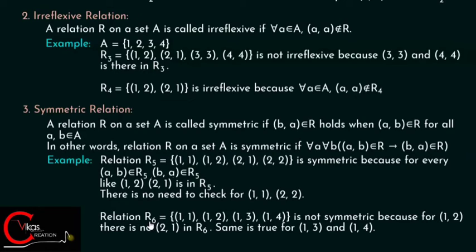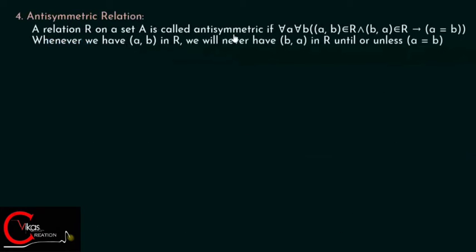Now let's discuss the fourth type of relation, that is the antisymmetric relation. A relation R on a set A is called antisymmetric if for all a, for all b, (a, b) belongs to R and (b, a) belongs to R implies a is equal to b. Whenever we have (a, b) in R, we will never have (b, a) in R unless a is equal to b. As simple as that. If, let's say, (a, b) belongs to R and (b, a) also belongs to R, then according to an antisymmetric relation, a must be equal to b. Then we can say relation R is antisymmetric.